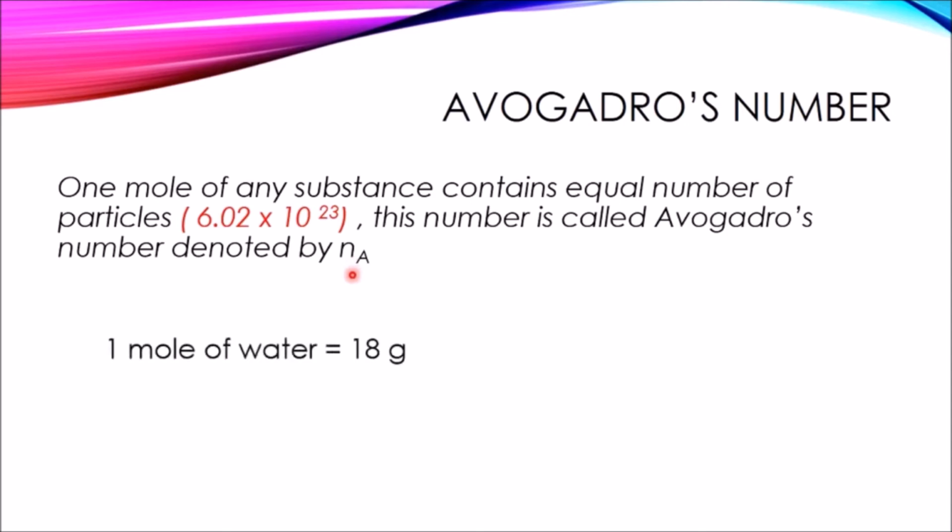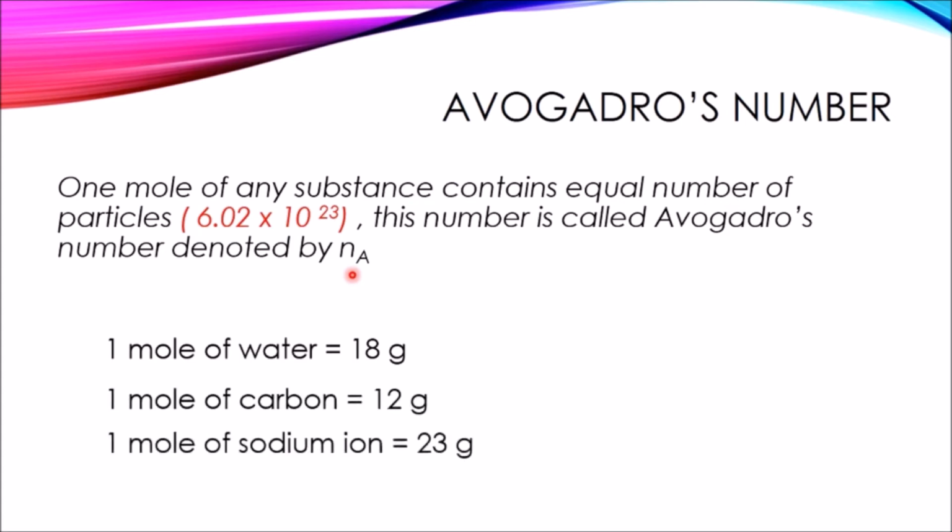Let's suppose we have 1 mole of water. What is 1 mole of water equal to? 18 grams. 1 mole of carbon is equal to 12 grams and 1 mole of sodium ion is equal to 23 grams. तो हम सबको पता है वाटर का मास कितना होता है, 18 ग्राम्स होता है. कार्बन का मास कितना होता है, 12 ग्राम्स होता है. और सोडियम आयन का मास कितना होता है, 23 ग्राम्स होता है. तो इन सब चीज़ों का जो मास है वो हमने इनके आगे लिख दिया. All these masses are equal to 1 mole.